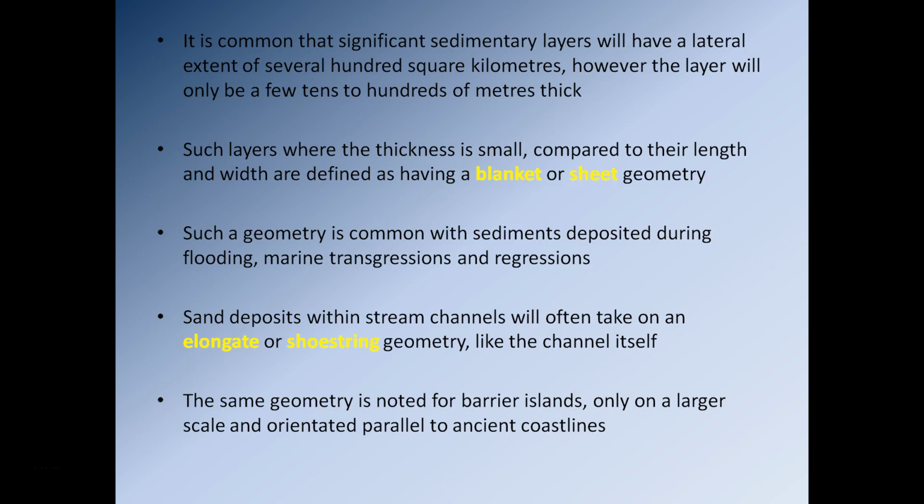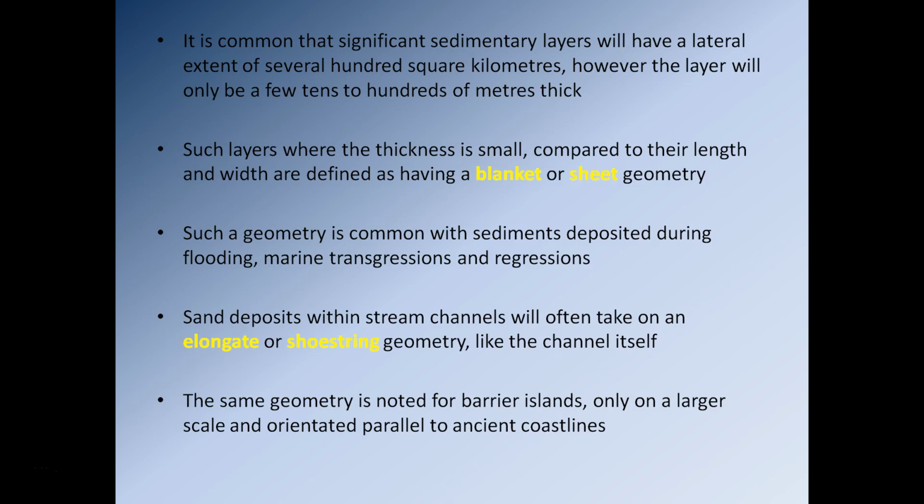Now these long, narrow layers look a bit like a shoestring. And so they're referred to as either a shoestring geometry, or they're also referred to as an elongate geometry. Now that kind of geometry forms when you have rivers. Obviously think of the Mississippi winding its way across the landscape. It would form a 3-dimensional shape a little bit like a shoelace, wouldn't it?